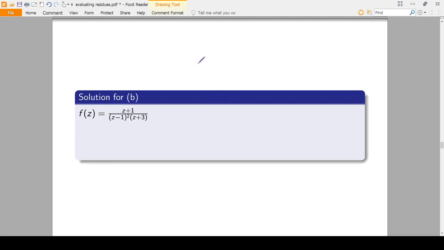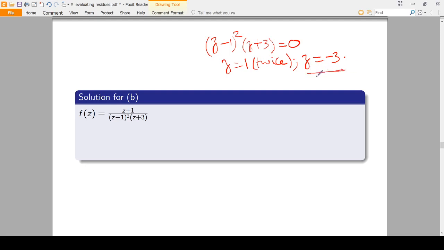Now consider this function f of z is equal to z plus 1 by z minus 1 the whole squared into z plus 3. Now what I have to do is calculate the singularities. To calculate the singularities, I take the denominator to be 0. So z is equal to 1, that gets repeated 2 times, and then z is equal to minus 3 is a simple pole. So when z is equal to minus 3, I apply the formula that has been applied for the first part of this problem.